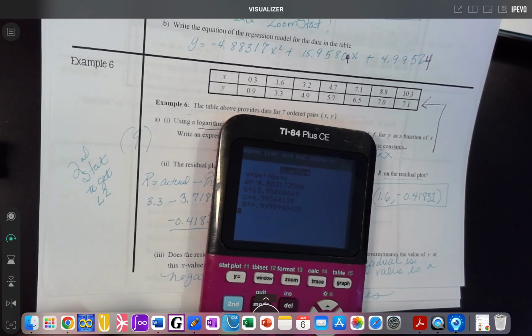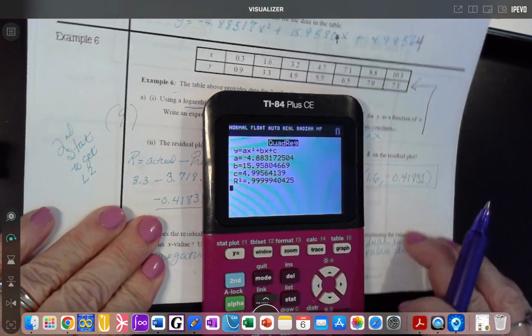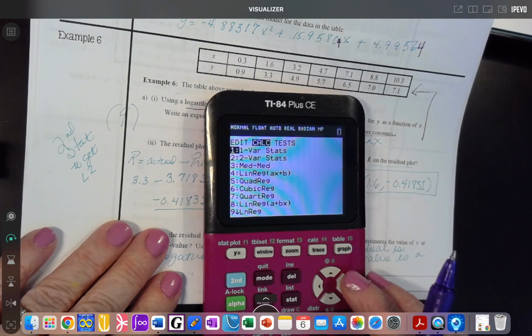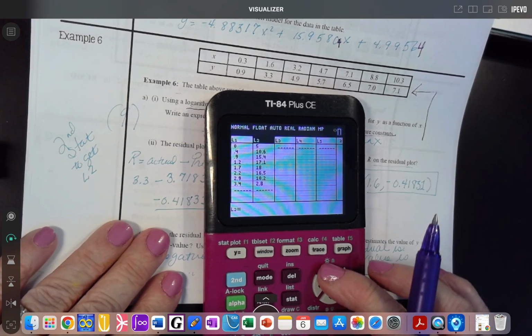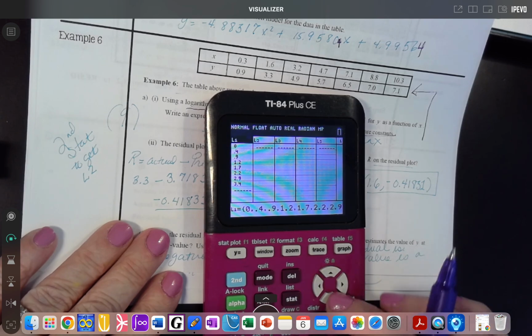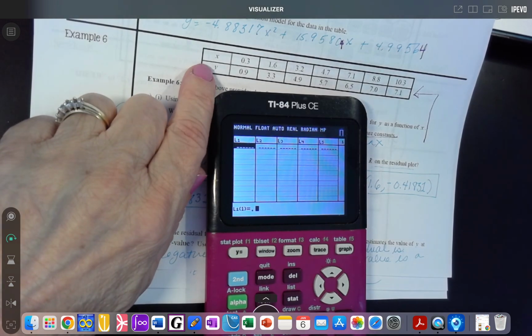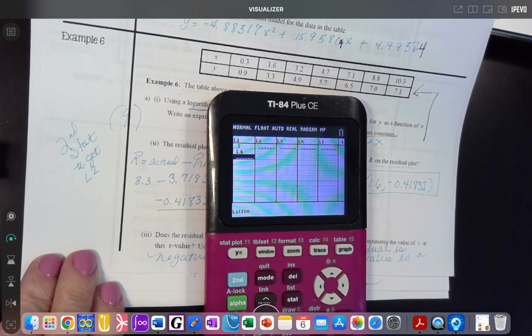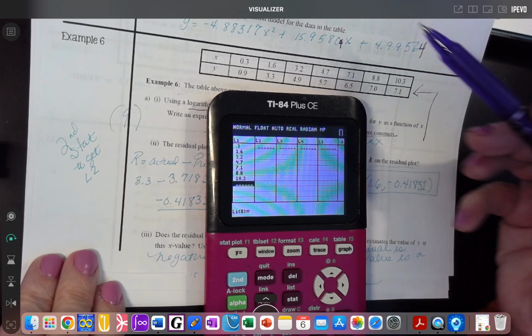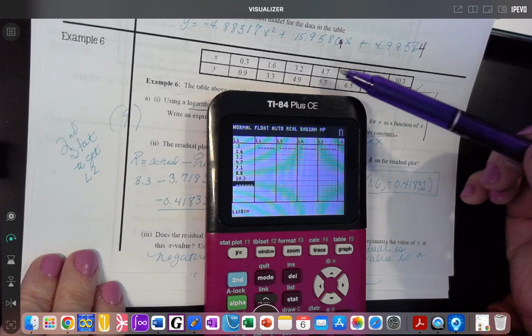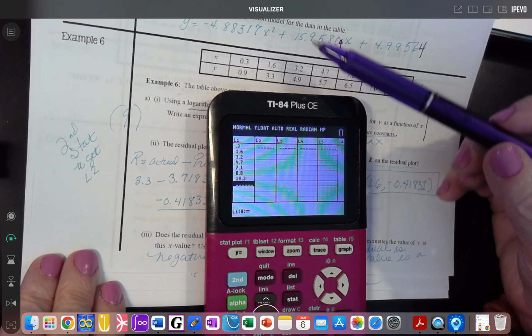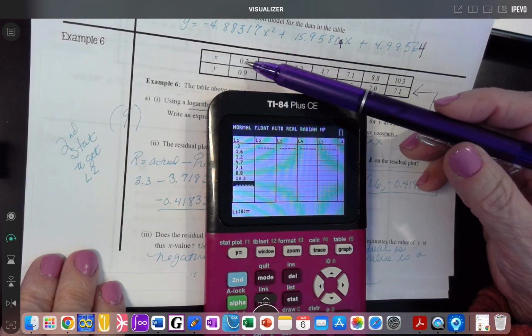We're just doing this as we go. So let's get our data in there. So stat edit, go up and clear, go over and up and clear. And let's put these numbers in: 0.3, 1.6, 3.2, 4.7, 7.1, 8.8, and 10.3. Okay, so double check: 8.8, 7.1, 4.7, 3.2, 1.6, and 0.3.